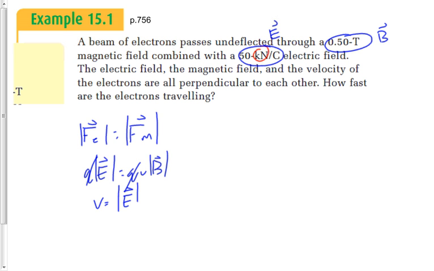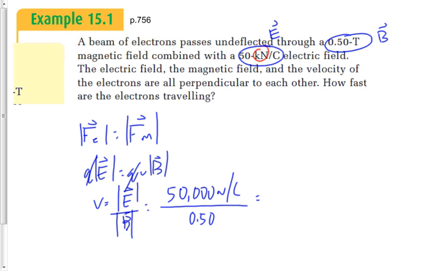v equals E over B. The electric field is 50 kilonewtons per coulomb, 50,000 newtons per coulomb, and the magnetic field here is 0.50 tesla. 5 times 10 to the 4 divided by 5 times 10 to the negative 1 gives me, I believe, 1.0 times 10 to the 5. Is that right?